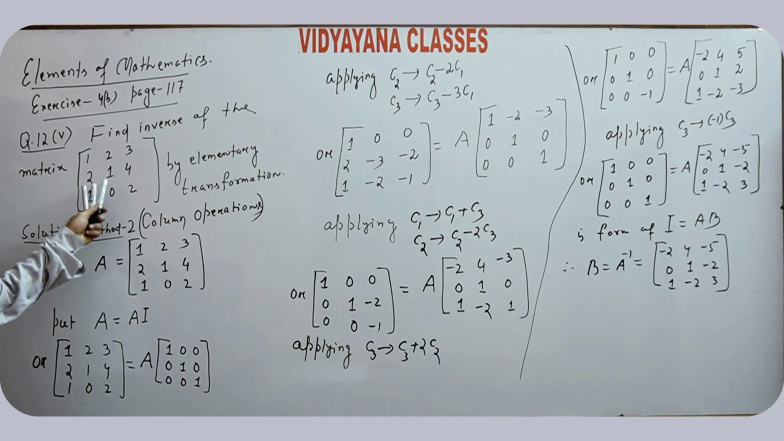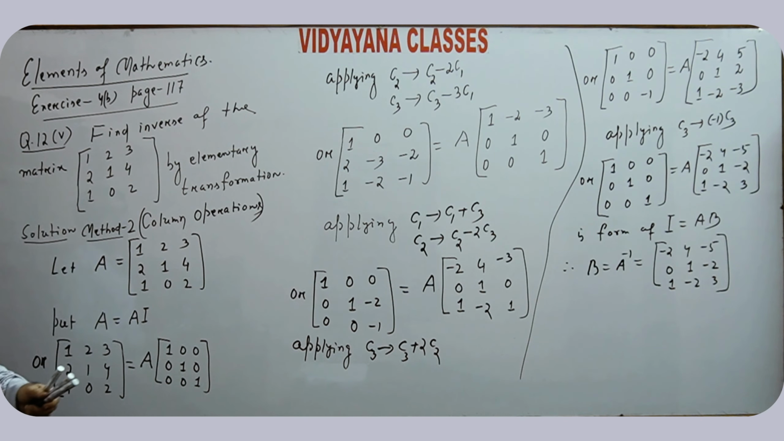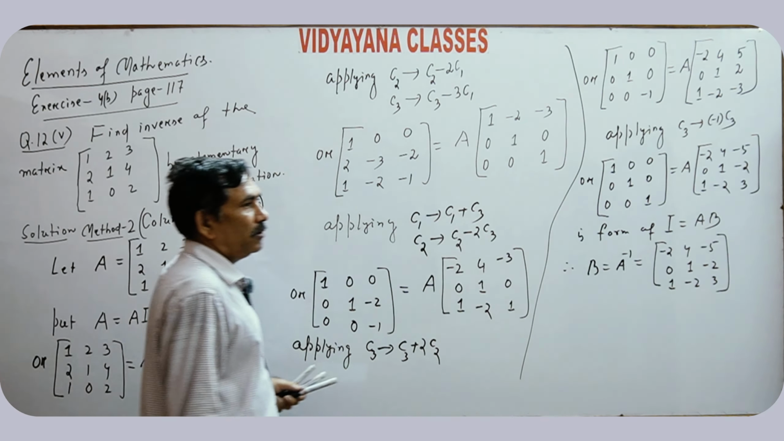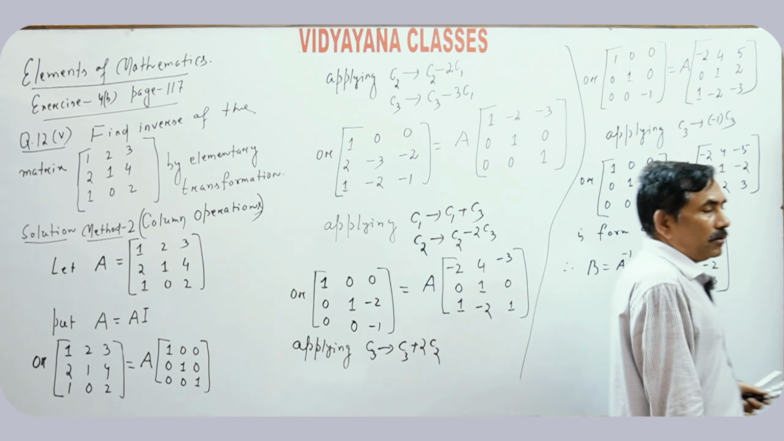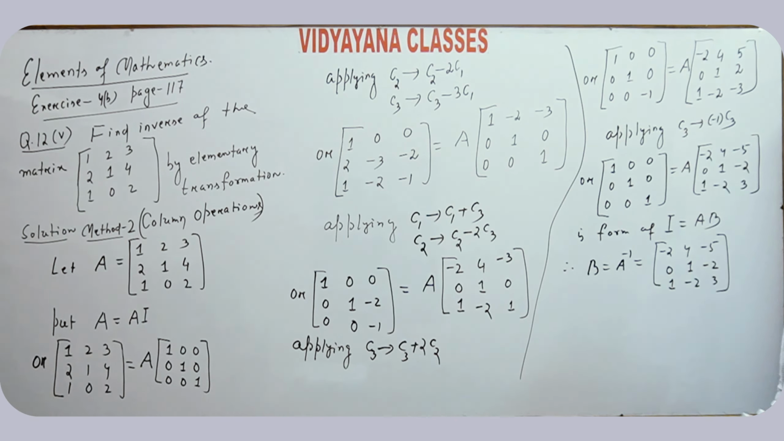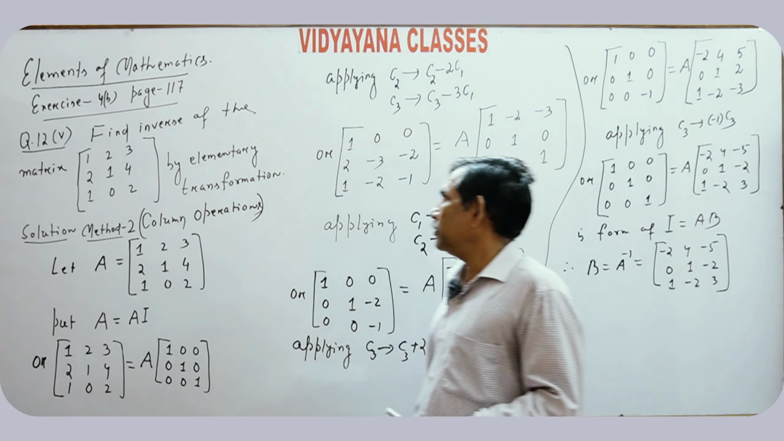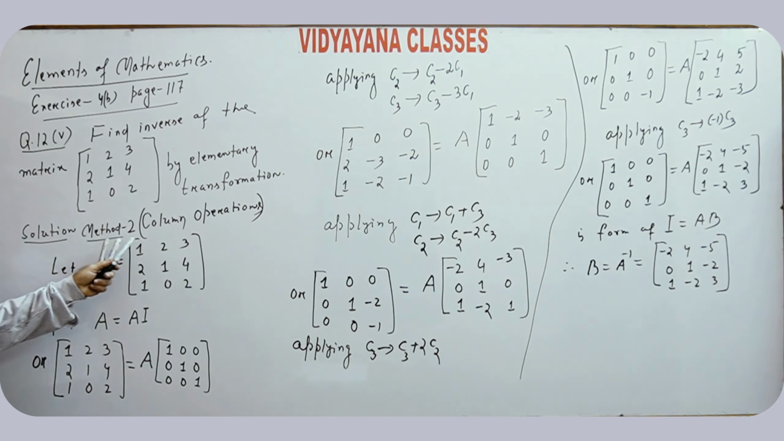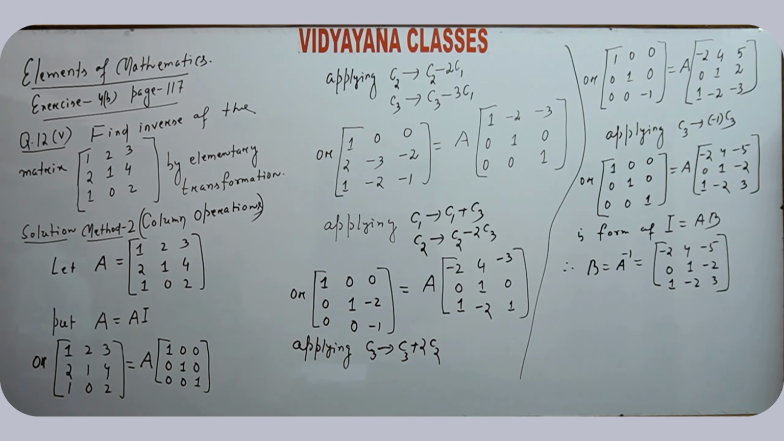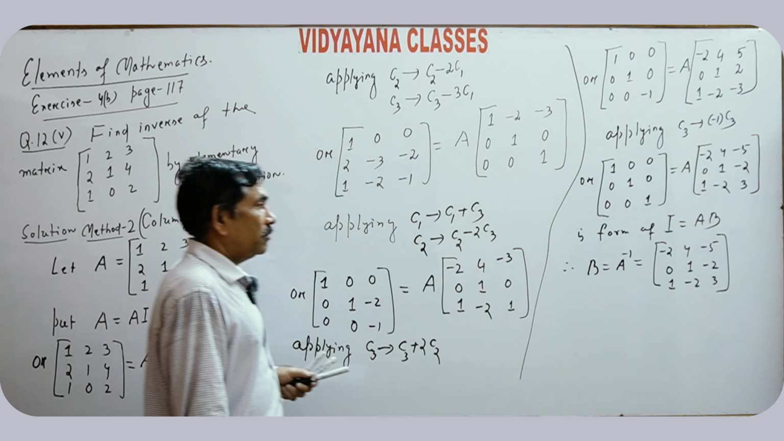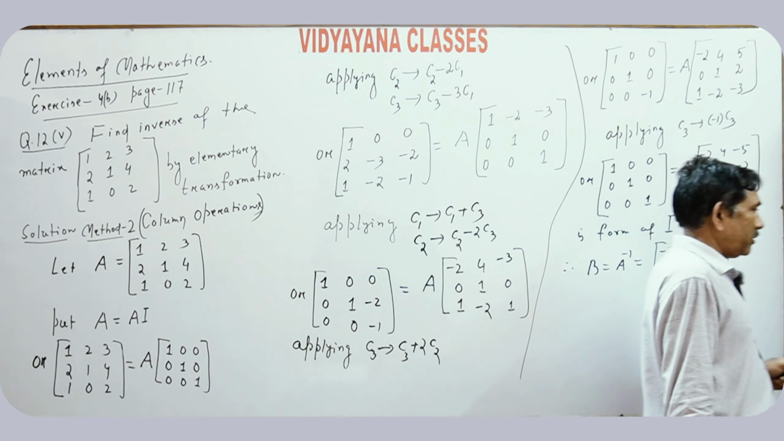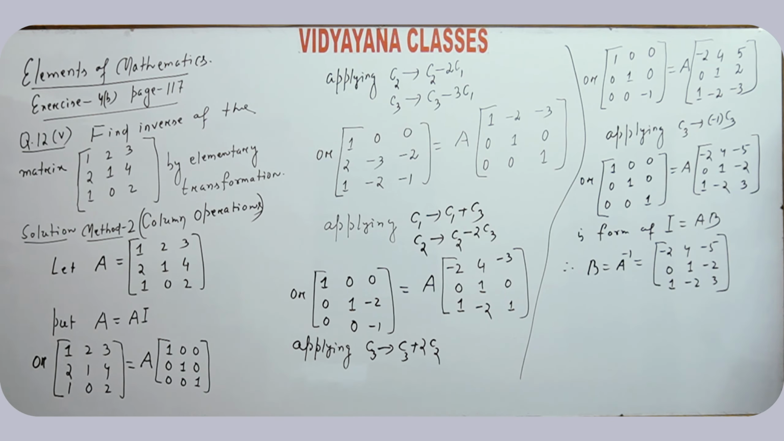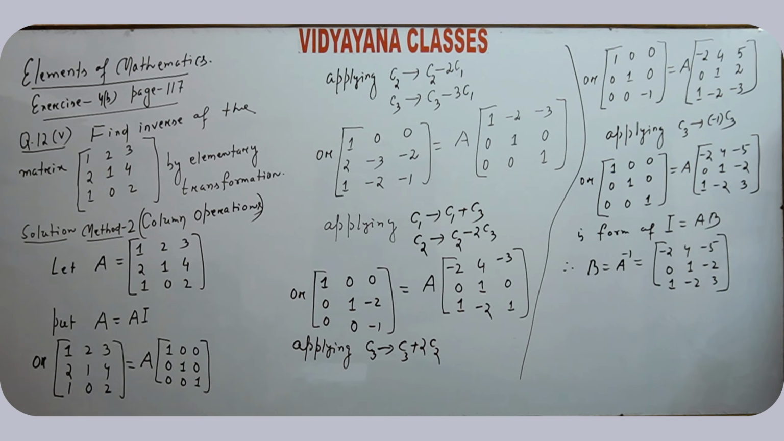We can find out the inverse of a square matrix using column operation or row operation. In method 1, we apply the row operation. In method 2, we apply the column operation, which gives the same result. Are you clear? Okay, note down.